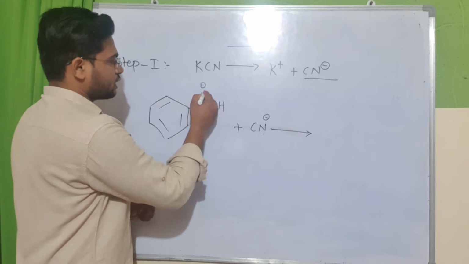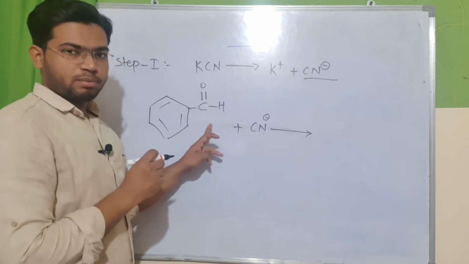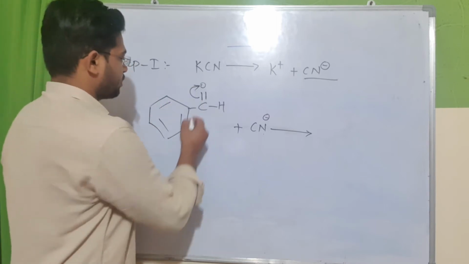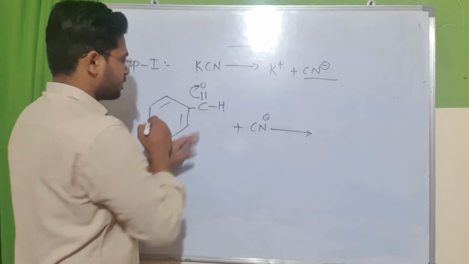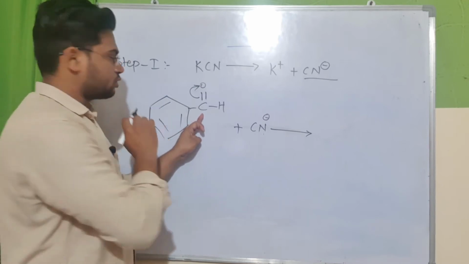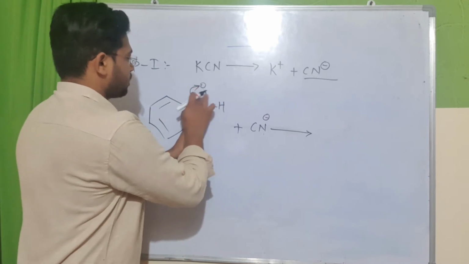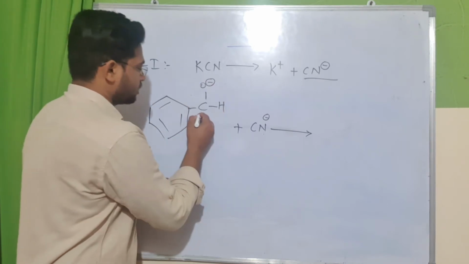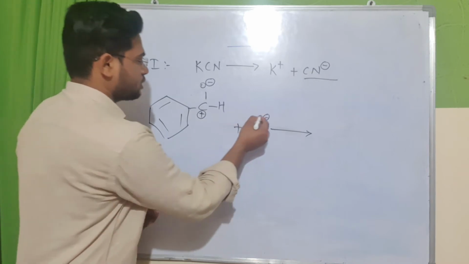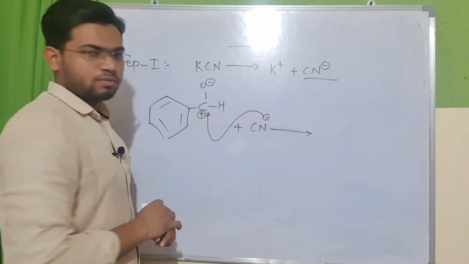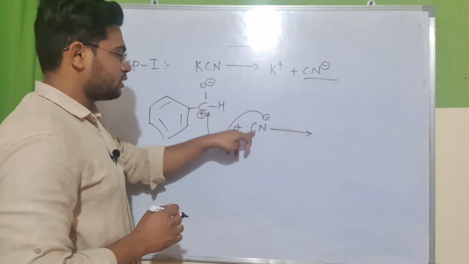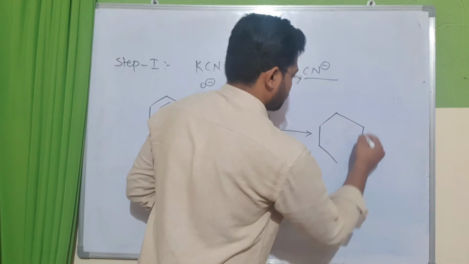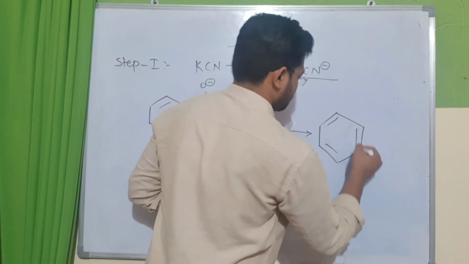Here the oxygen having a double bond with this carbon, there is a breaking of one pi bond. Oxygen will take the lone pair of electrons towards itself. Now oxygen will carry the negative charge and this carbon will be electron deficient. After taking this electron towards oxygen, oxygen will have a negative charge and this carbon will have a positive charge. Now the cyanide will attack this positive carbon and there is a formation of a bond between this carbon and this cyanide, and it gives the formation of an intermediate product which is cyanohydrin.